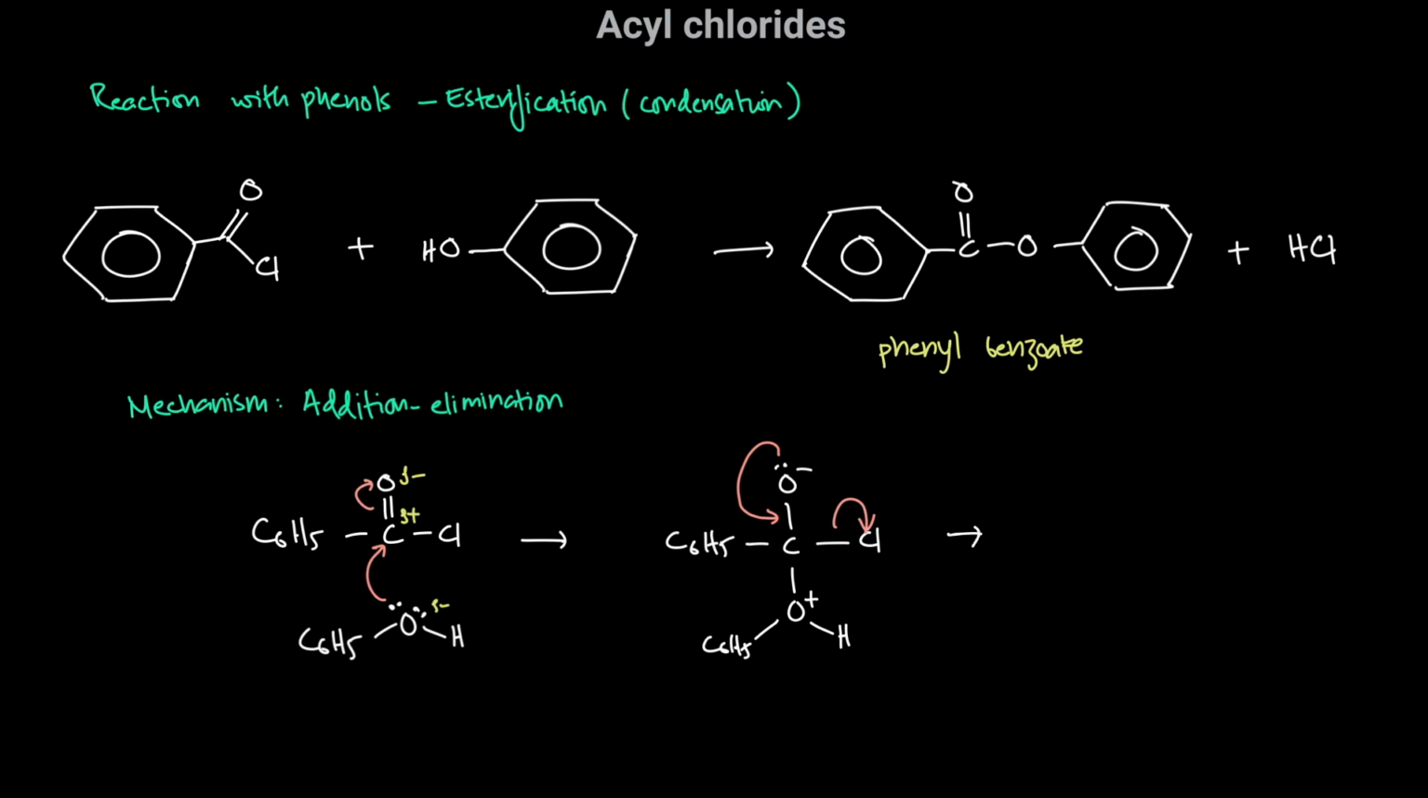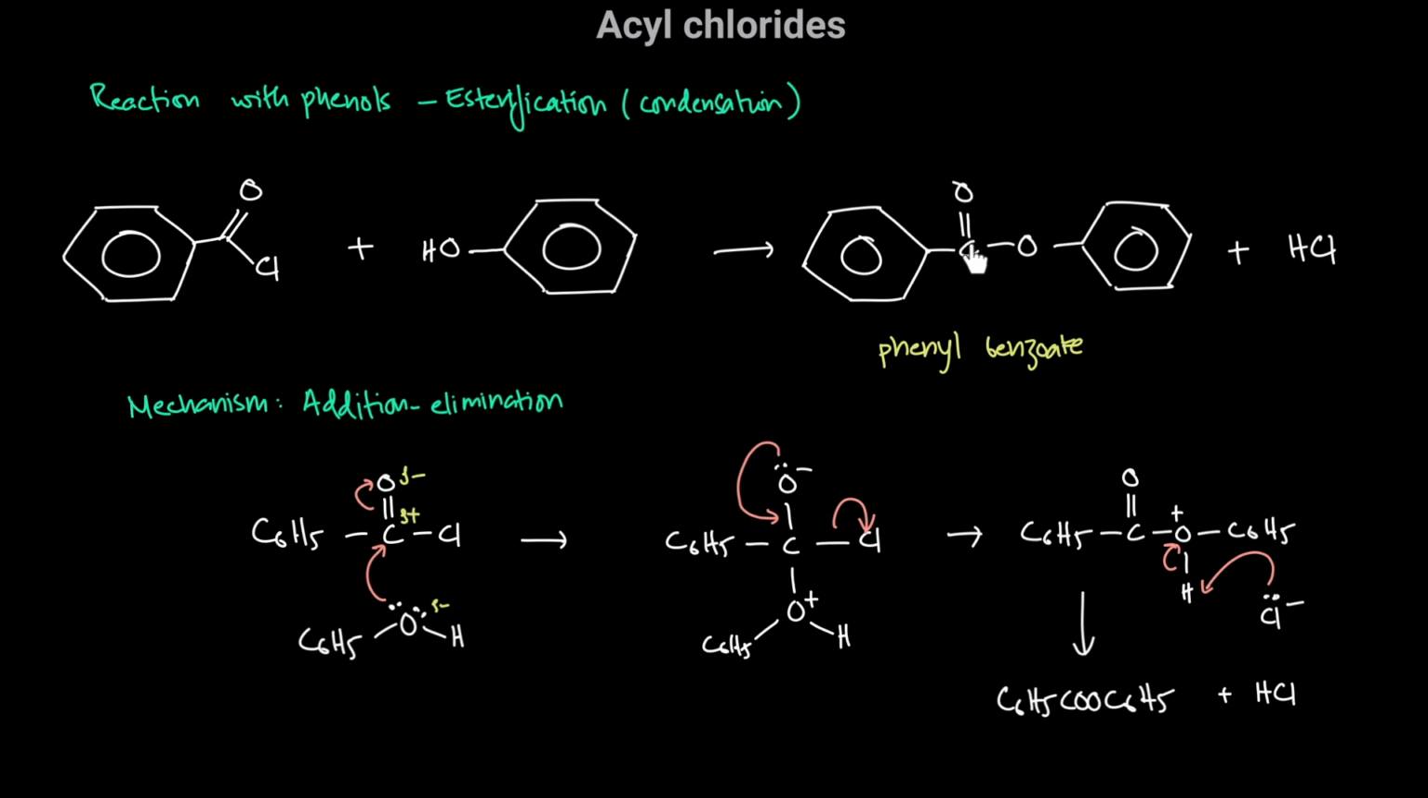And then we end up with C6H5, C double bond O, bonded to an oxygen, bonded to a C6H5, and this oxygen also has a hydrogen. Then that Cl minus takes away this hydrogen, and this bond breaks. So we end up getting our product, which is C6H5COOC6H5, and we also have HCl.